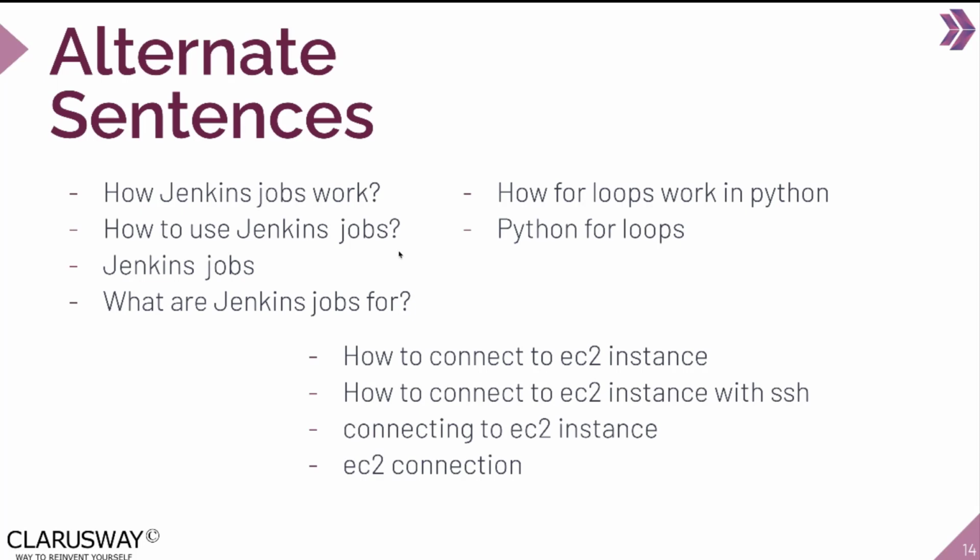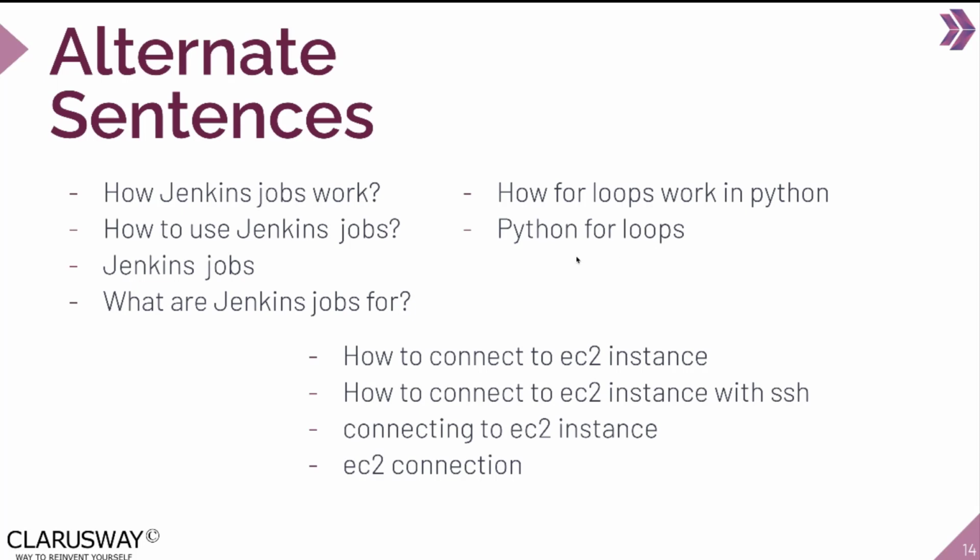The first one, how Jenkins jobs work. Let's say you Googled that and you couldn't find the answer you were looking for. You can do this: how to use Jenkins jobs. Or you can just Google Jenkins jobs. Or you can say, what are Jenkins jobs for? Just paraphrase the sentence if you cannot find it with the first sentence that comes to your mind. Just paraphrase it and then Google it again.